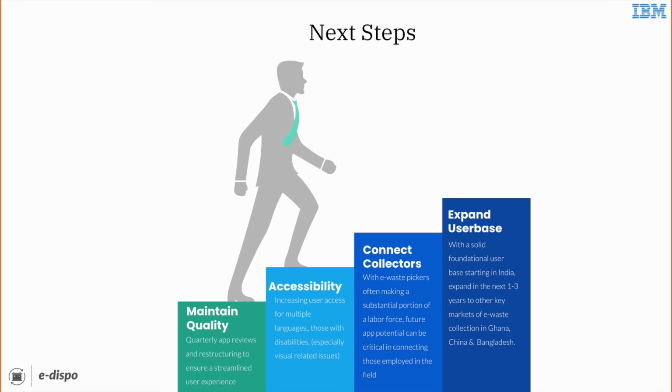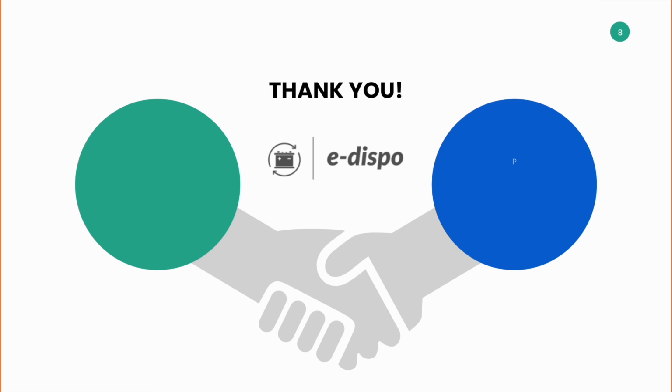Let's discuss next steps. E-Dispo has a 4-fold strategy for the future. Number 1 is to maintain quality via quarterly app reviews. Number 2 is to increase accessibility, both in number of languages and visual disability access. Number 3 is to connect collectors in our area of influence. And number 4 is to expand its user base, starting with a foundational one in India and expanding to other such countries as China.